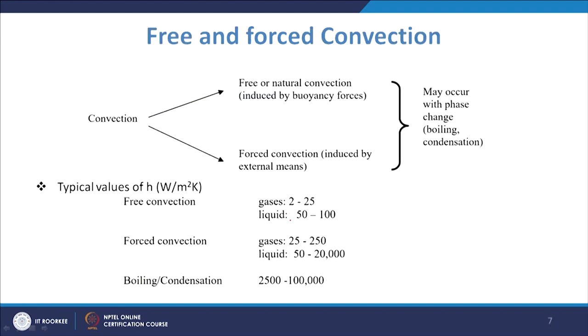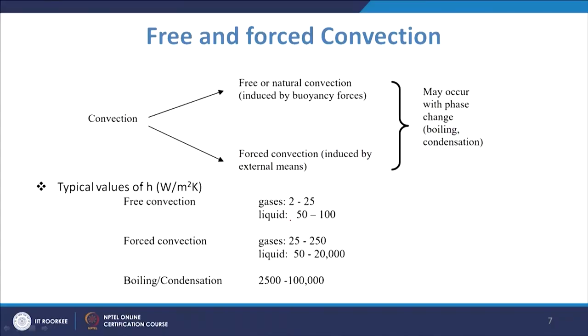Now, what we need to know is that when we talk about convection, there are two types of convection mechanism. One is free or natural convection, and the other is forced convection, which is induced by external means. Free or natural convection is induced by buoyancy forces, when there is a change in density. In that case you have loop formation, a convection current generated because of the drop in temperature or the change in density.